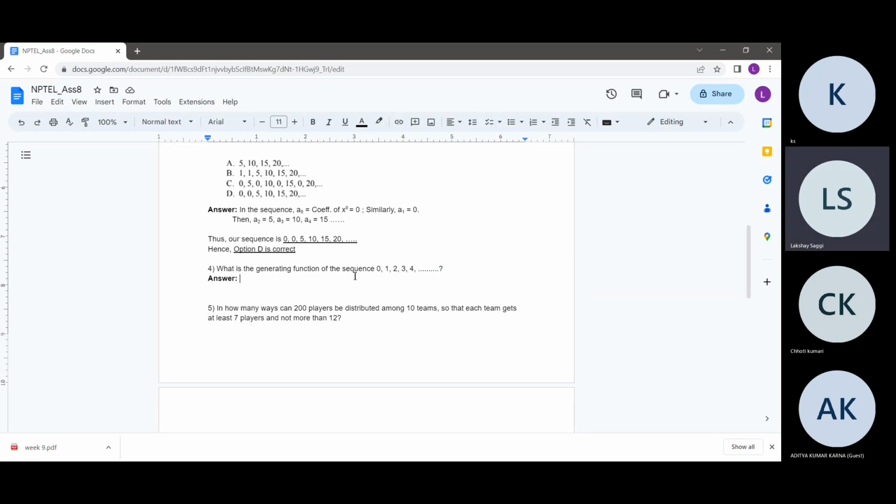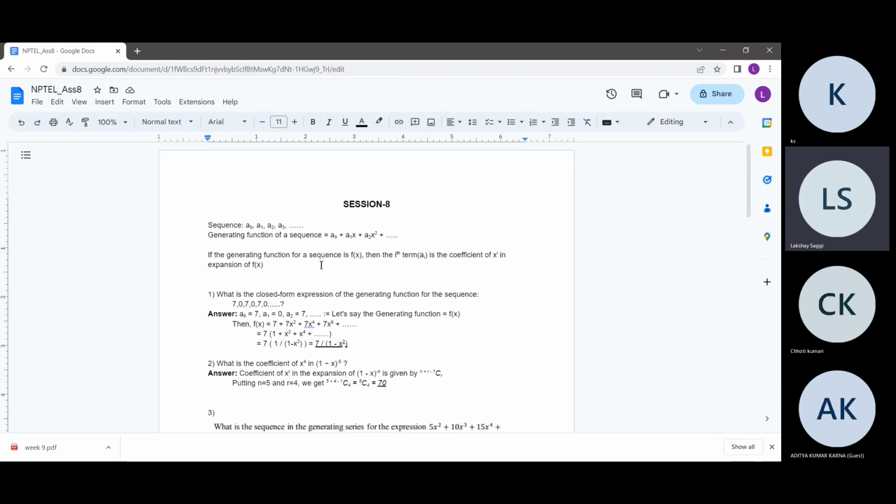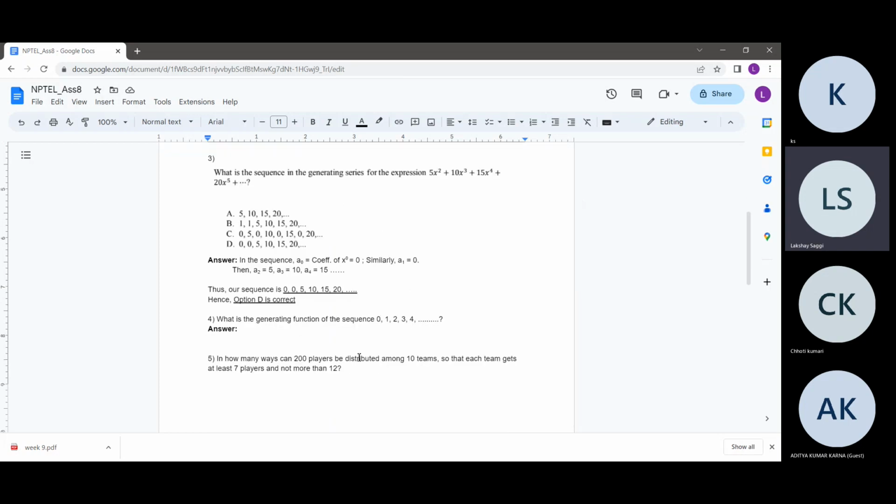Again, writing out the generating function for this sequence: as I mentioned at the start, if the sequence is A0, A1, A2, A3, and so on, the generating function is nothing but A0 plus A1x plus A2x squared and so on. So maybe I'll write what the expanded form of the generating function is.